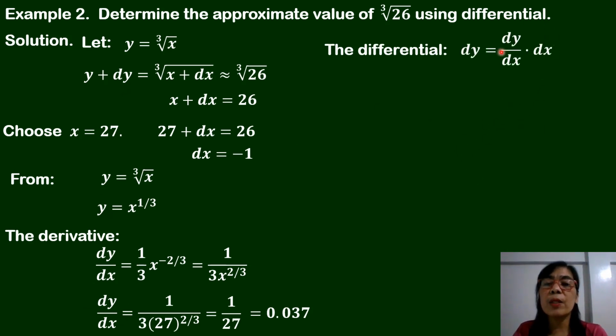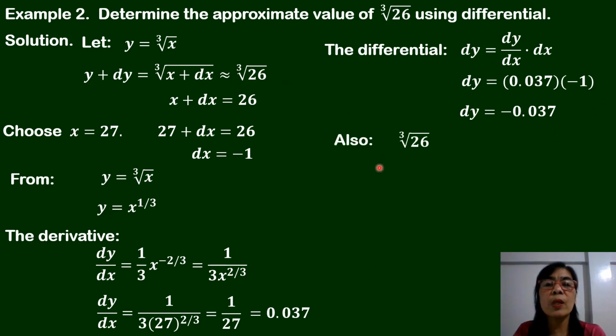Okay, so from the differential now of y, to find for the dy, we have the differential of y is equal to the derivative of y times the differential of x. The derivative of y with respect to x is 0.037. The differential of x is negative 1. And so we have negative 0.037.